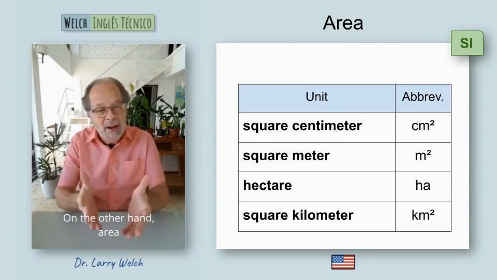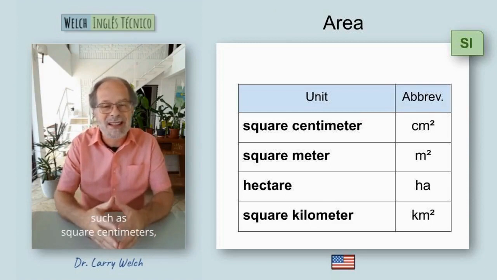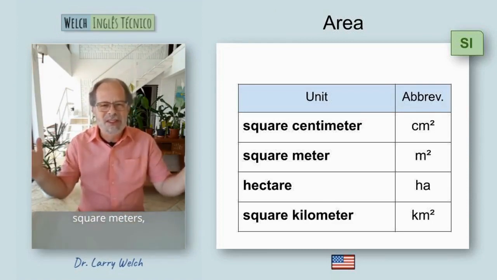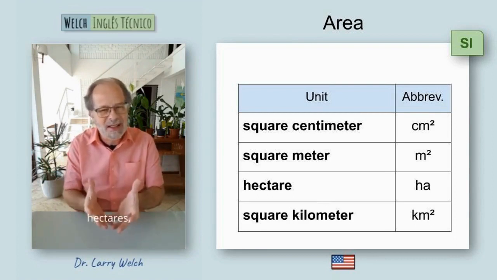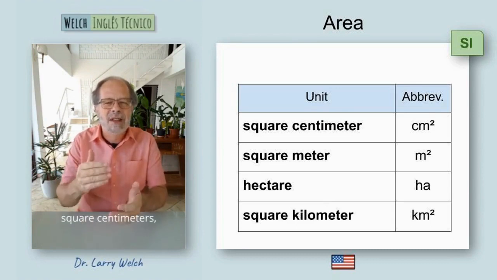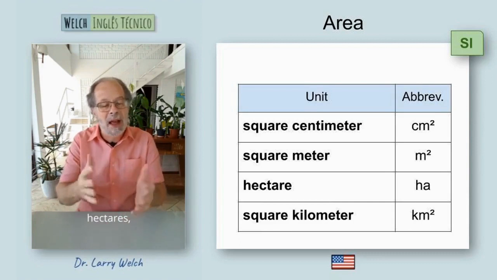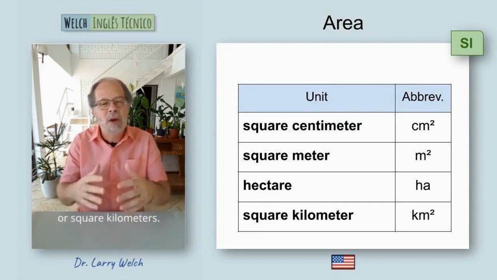On the other hand, area can be measured in metric units such as square centimeters, square meters, hectares, or square kilometers.